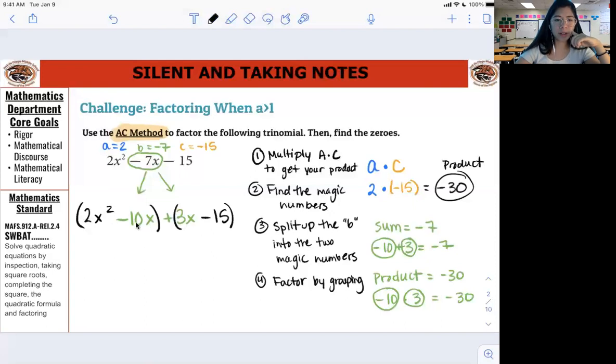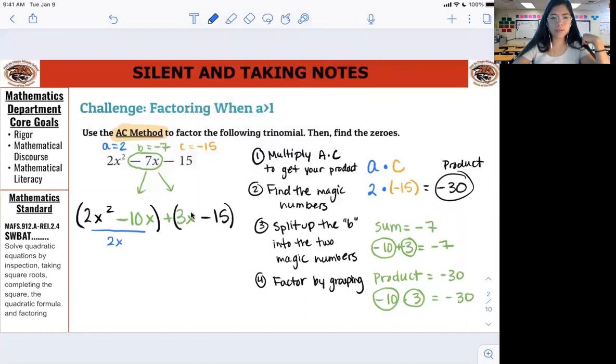The 2x squared and the 10x, what do they have in common? The same variable. They both have x. And then what are they both divisible by? Are they both divisible by 2? Can you divide 2 by 2? 2 by 2 is 1. And 10 divided by 2? 5. So they both are divisible by 2. We're not talking about the 3, just these 2 terms. So both of these are divisible by 2 and x.